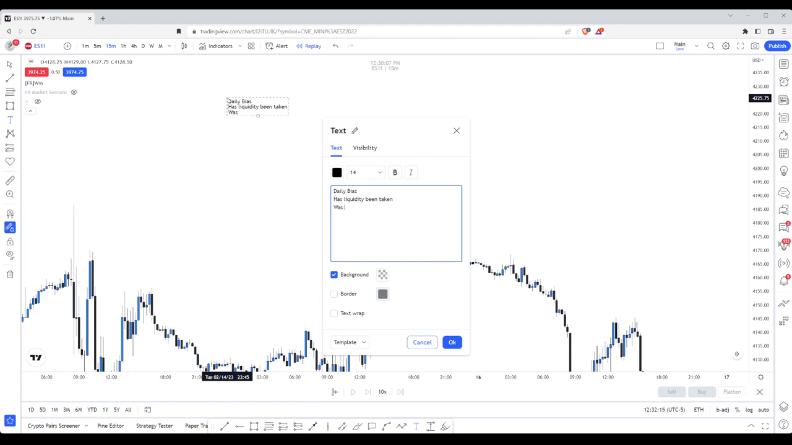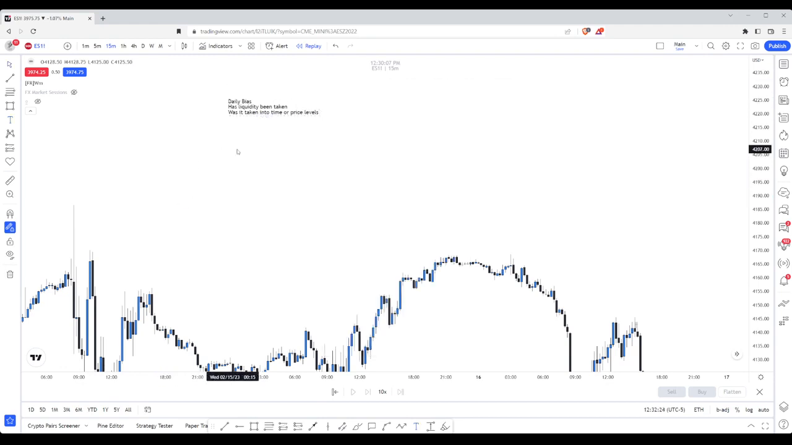Now, was it taken into time levels or price levels? So what does that mean? So for me, 8:30 a.m. and midnight, we talked about this as well in a different class, but 8:30 a.m. is kind of my premium discount level. It's my equilibrium on a time basis. Now, of course, you're going to have this for your actual price action. You're going to have both.